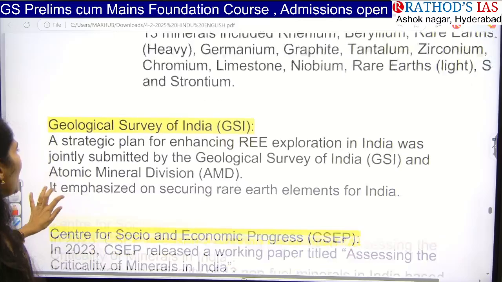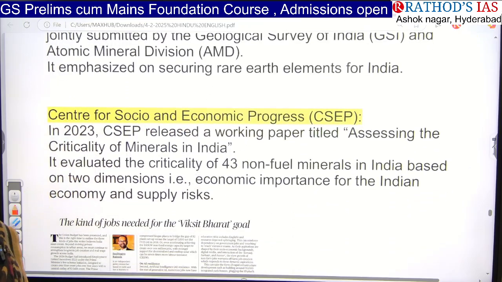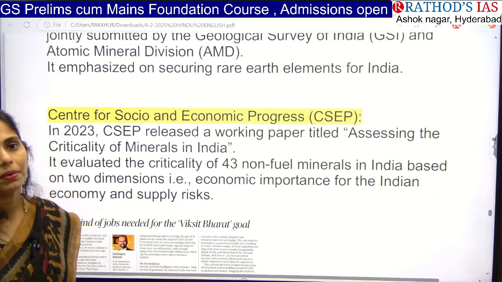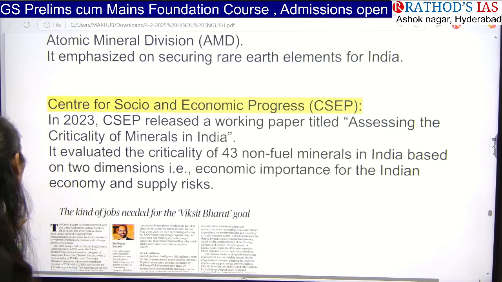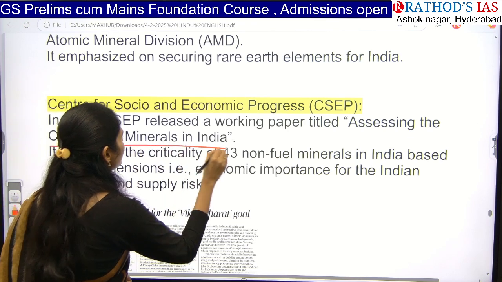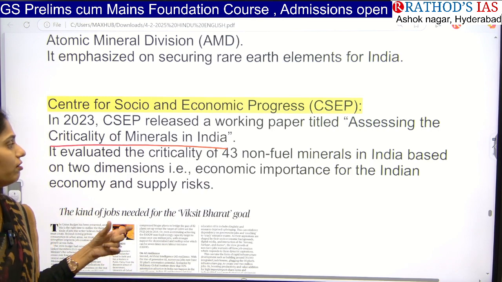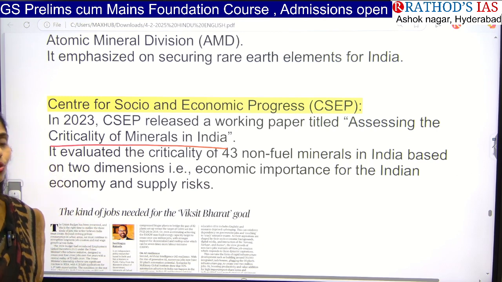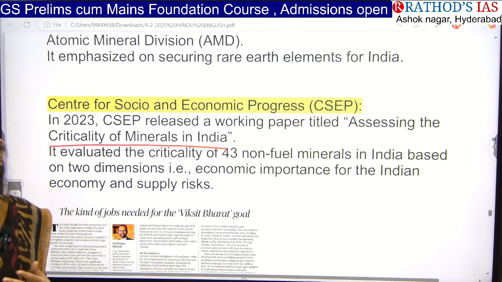And the next one is the Geological Survey of India, which is also focusing especially on securing rare earth metals in our country. And even CSEP, that is the Center for Social and Economic Progress, is also working on a paper. The title of that paper is Assessing Criticality of Minerals in India. It evaluated the criticality of 43 non-fuel minerals in India based on two dimensions. The first one is economic importance and the other is supply chain risk. So these are the things that you have to remember about critical minerals.